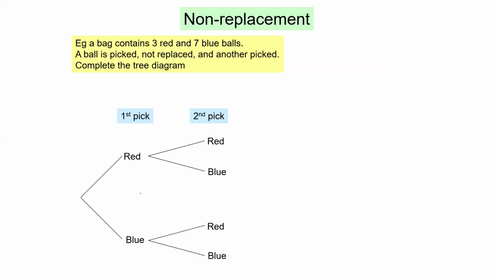Non-replacement. So can you solve this orally? Okay, just a second, sir. 3 red and 7 blue balls. A ball is picked, not replaced, and another is picked. So here red we will be having is 3 by 10, and blue would be.